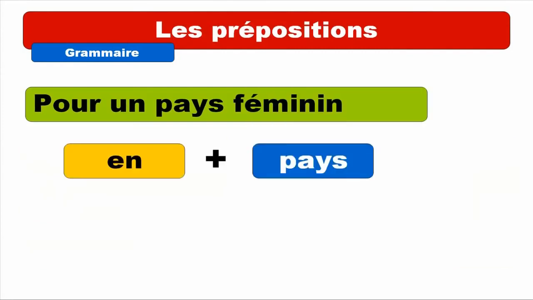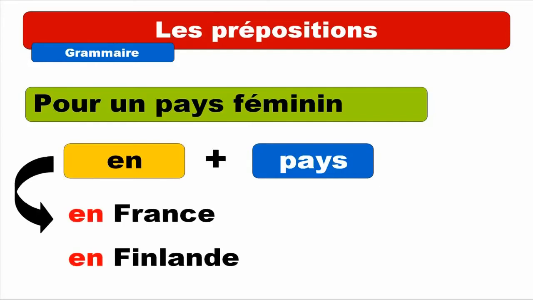So, pour un pays féminin, as we saw, you will have to use la préposition en, and then add the country right after. So let's have some examples. En France. Repeat. En Finlande. Repeat. Okay.